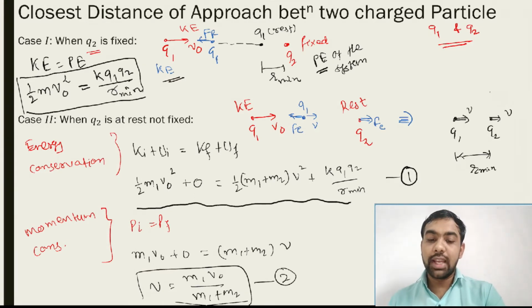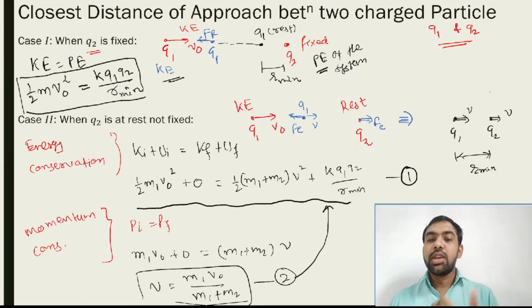Now v is known from the second equation. See, m1 is known, m2 is known, v naught is known. So all values in equation number 2 are known. So v is known right now. Now put this value of v into equation 1 and find r minimum. So when the second case is given to you, r minimum is found by this method. This is the method for getting the answer for r minimum when q2 is fixed in case 1, and q2 is at rest, not fixed.